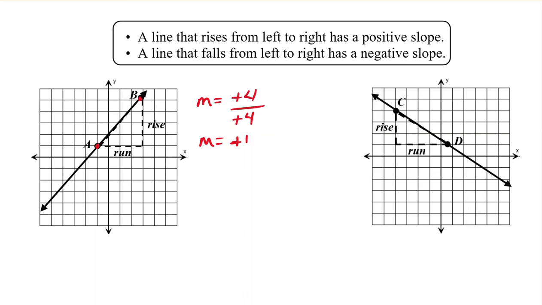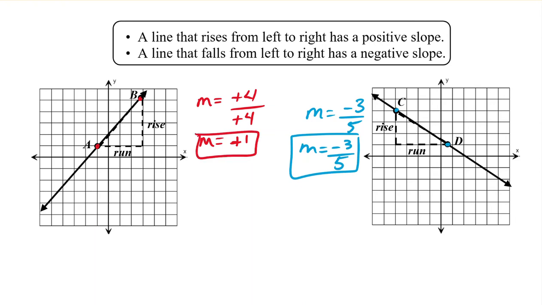Now let's think about the points C and D. If we want to go from C to D, we have to go down 3. So slope is down 3. And then we're going to go over 1, 2, 3, 4, 5, 4-ish, 4 or 5. Sorry, this is a bad example. Let's call it 5.